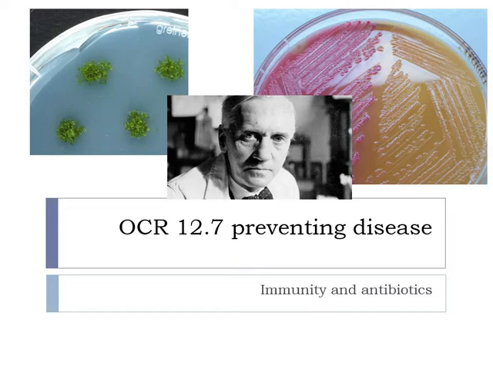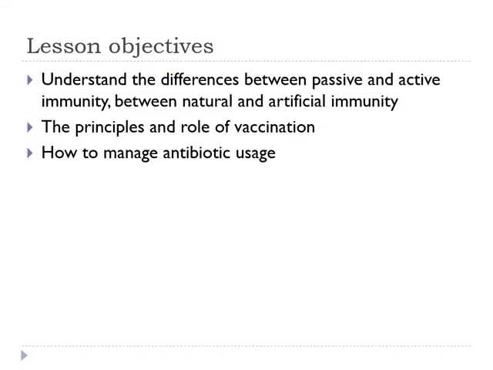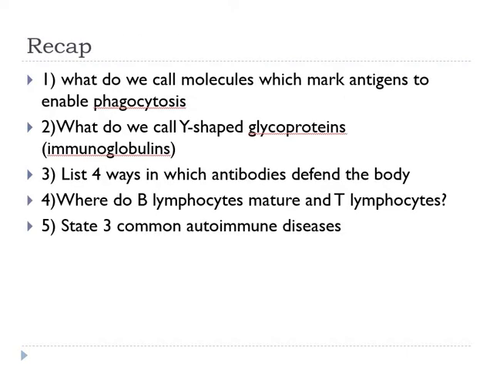So for today's lesson, we're going to do a bit of a recap, and then we're going to be looking at the differences in passive and active immunity, and then the differences between natural and artificial and the combinations of. We're going to be looking at vaccination in a bit more detail and the uses of it, and then how we manage the use of antibiotics in modern society.